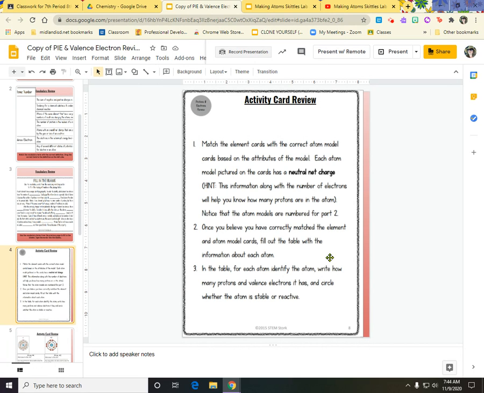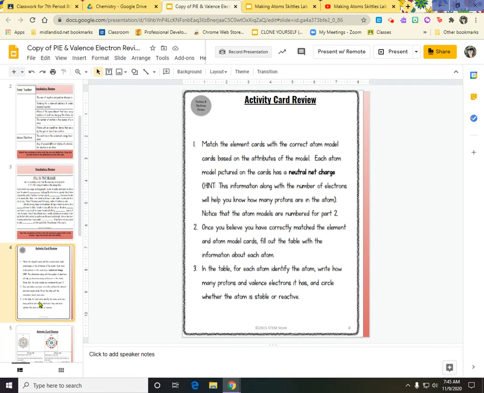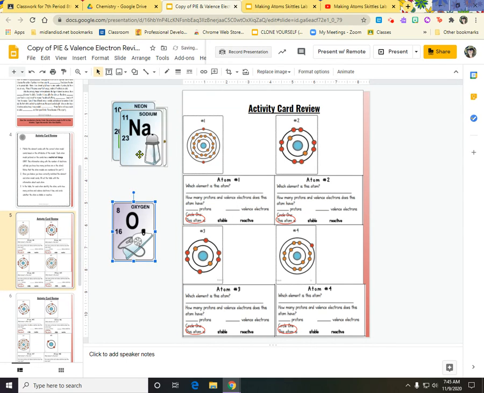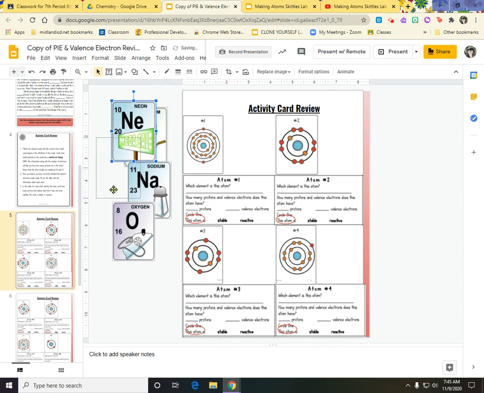Once you believe you have correctly matched the element with the atom model cards, then fill out the table with the information about each atom. In the table for each atom, identify the atom, write how many protons and valence electrons it has, and circle whether the atom is stable or reactive. So basically, we have atom 1 and its card, and then we have to figure out which element it is.